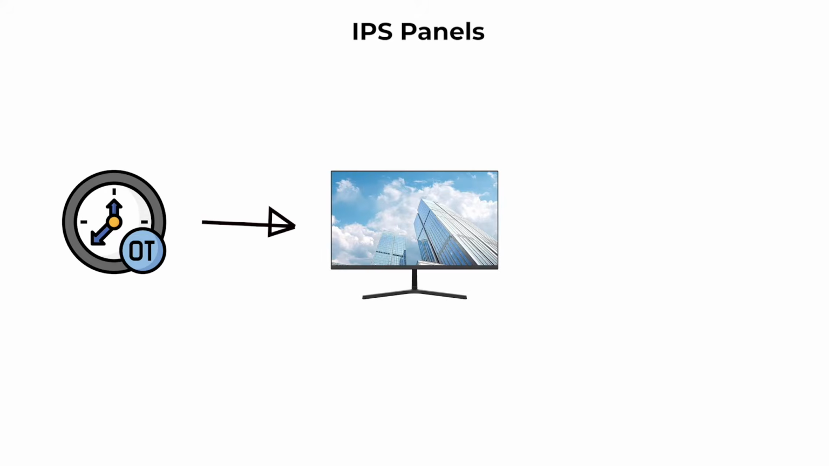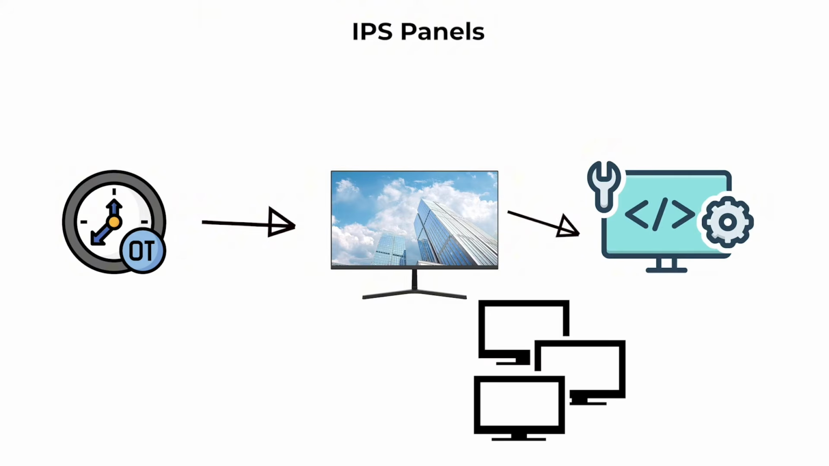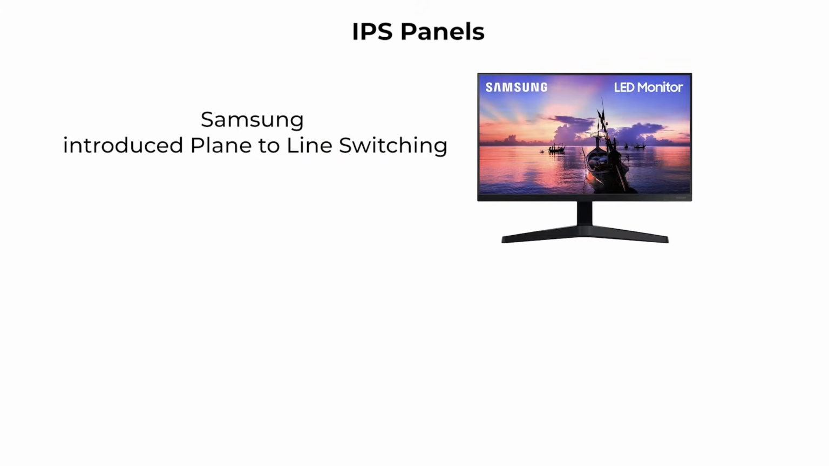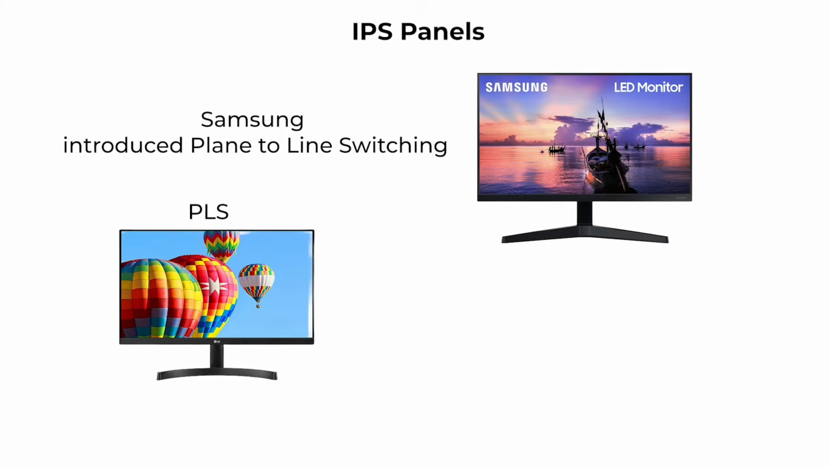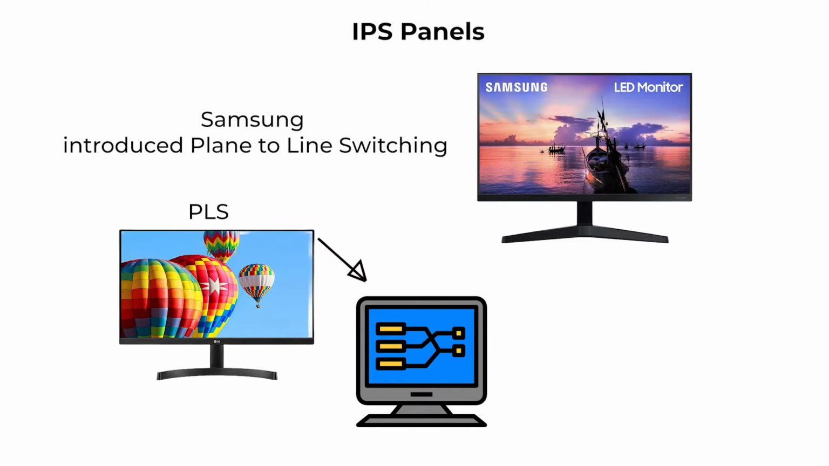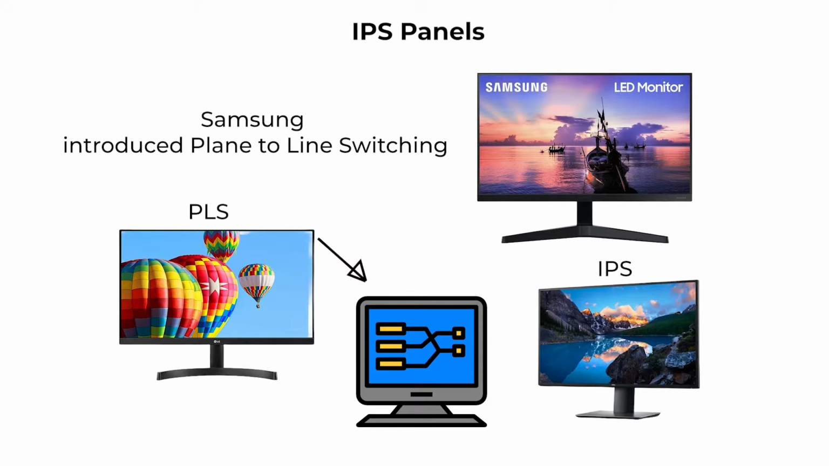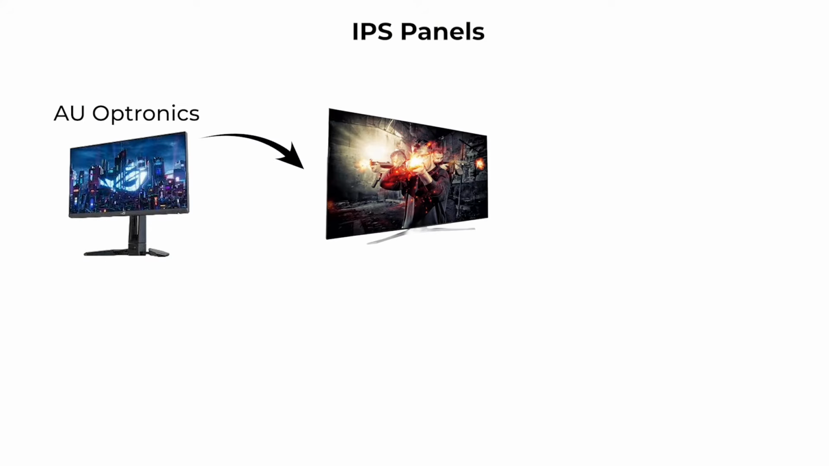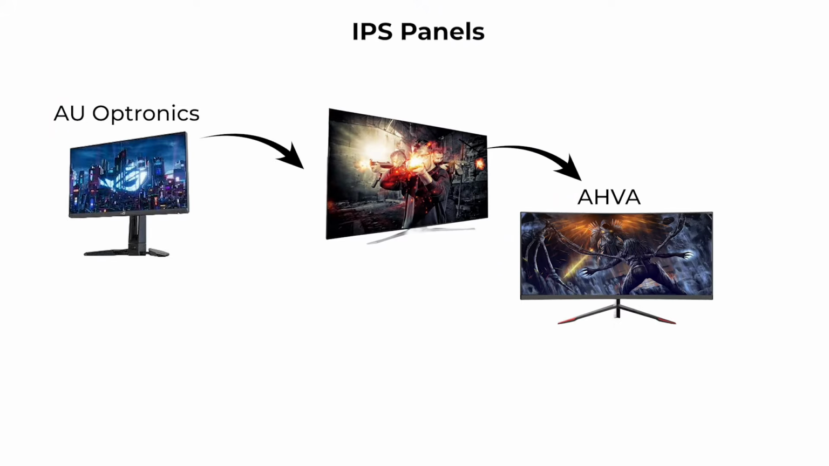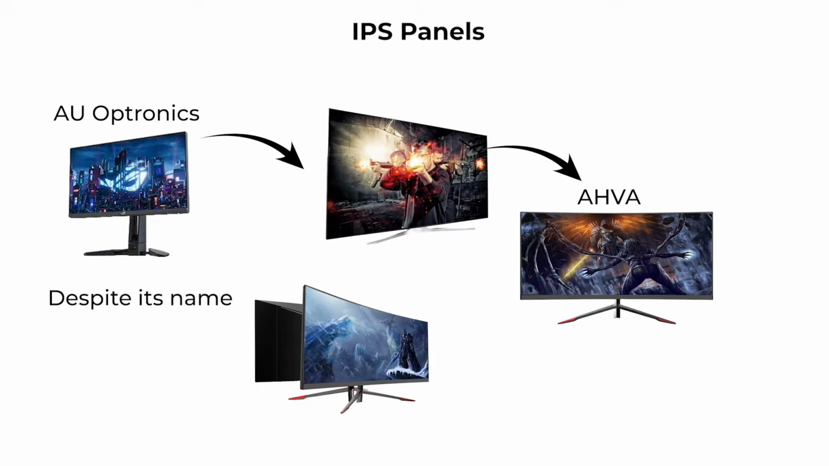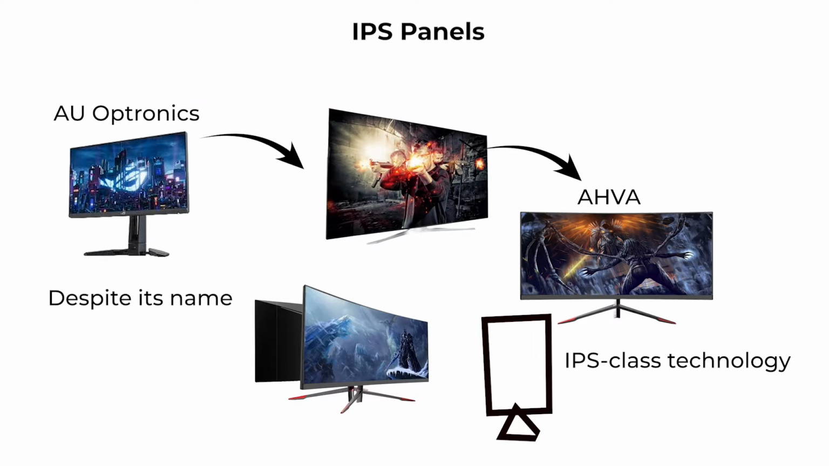Over time, IPS has developed multiple subtypes. Samsung introduced plane-to-line switching, or PLS, which is nearly identical in function to IPS, but marketed under a different name. AU Optronics created Advanced Hyper-Viewing Angle, or AHVA. Despite its name, AHVA is not related to vertical alignment. It is an IPS-class technology.